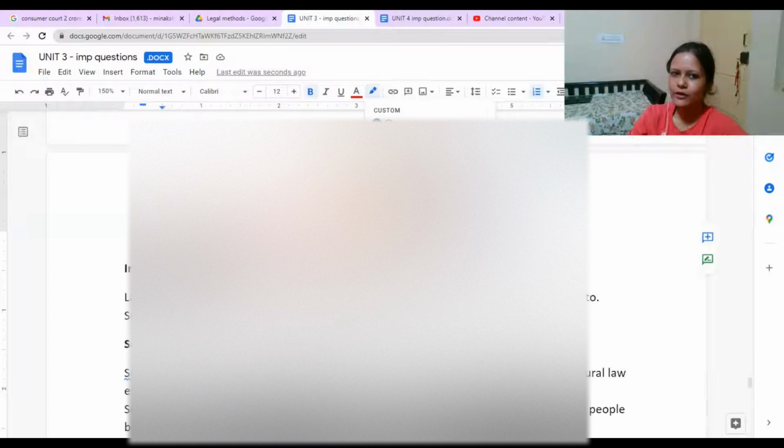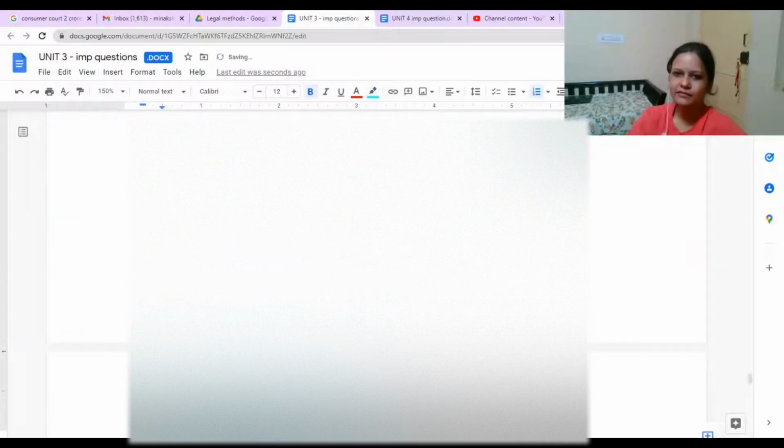Now, when we talk about laws, okay, fine, we know there is civil and criminal. Apart from that, laws are also classified in various different classifications. One of those is substantive and procedural. So what is it? Have you studied it anywhere?